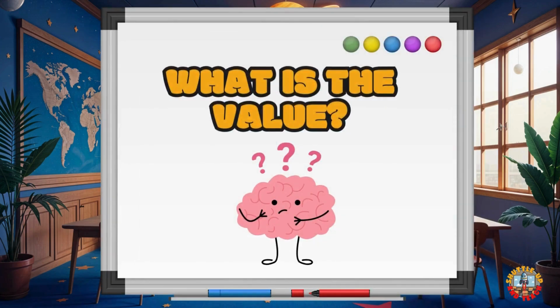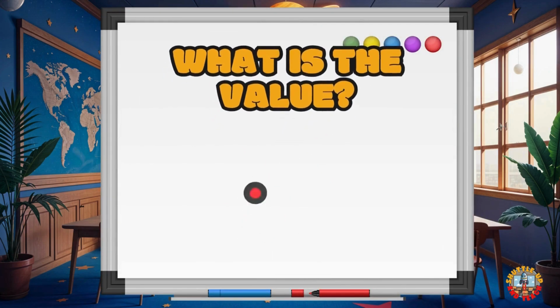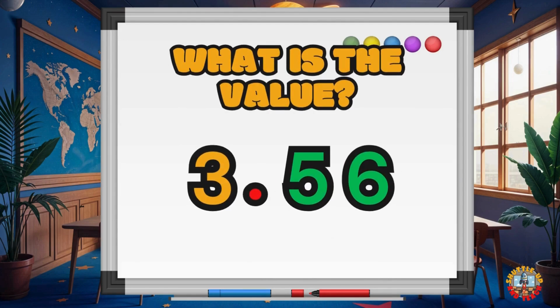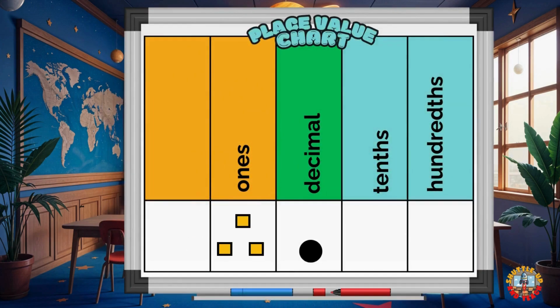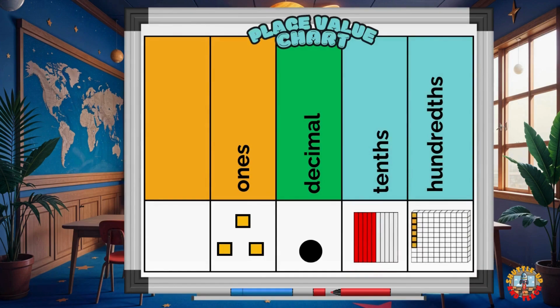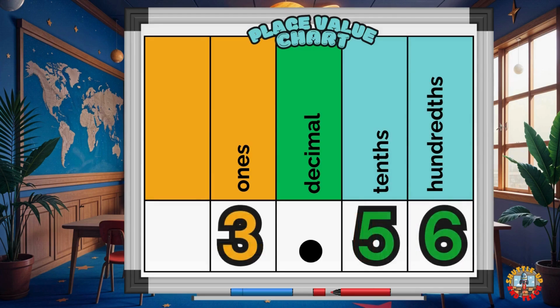Example, what is the value of each digit in 3 and 56 hundredths? The digit 3 has a value of 3 ones. The digit 5 has a value of 5 tenths, and the digit 6 has a value of 6 hundredths.